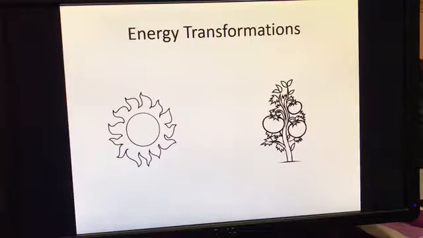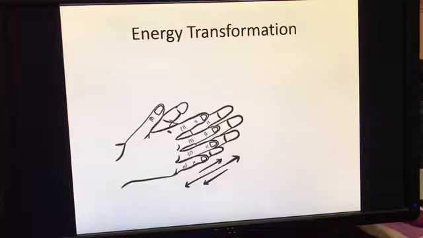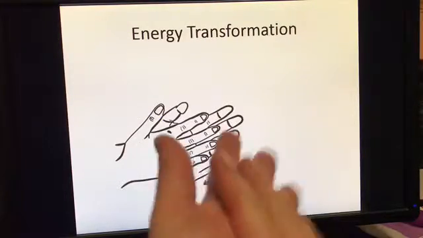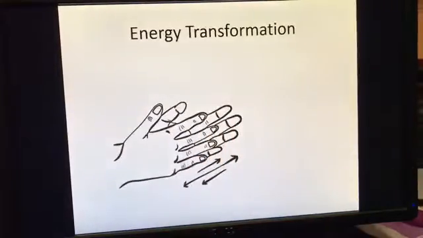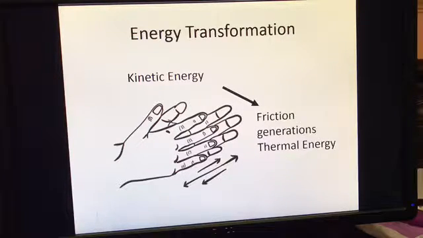Another energy transformation: we have the energy coming from the sun, and it is used to make plants. That energy from the sun is radiant, solar, and it transforms into what type of energy in the plant? Chemical. Any food is a form of chemical energy. All right, this example is hands rubbing together. The actual movement of the hands is kinetic energy, and that energy is being transformed, mostly through the process of friction, into heat, into thermal energy.